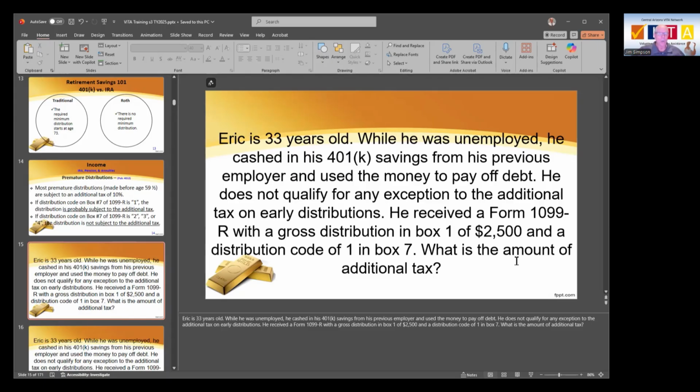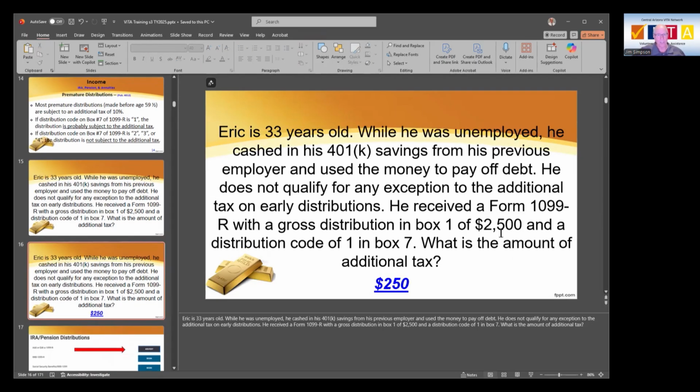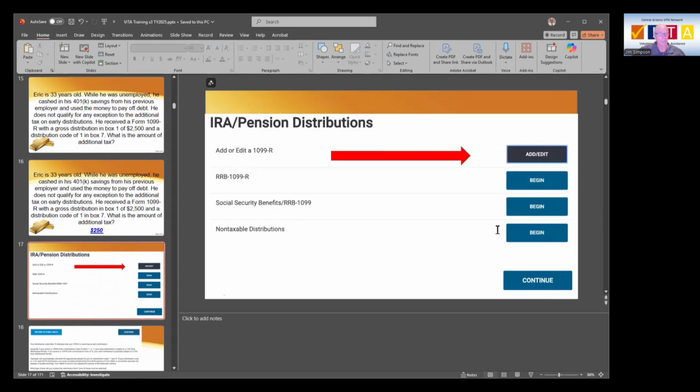But back to there, what is the amount of additional tax on this $2,500 early withdrawal? Well, the answer is $250. He has to pay $250. He has to pay regular income tax on it plus a $250 penalty.